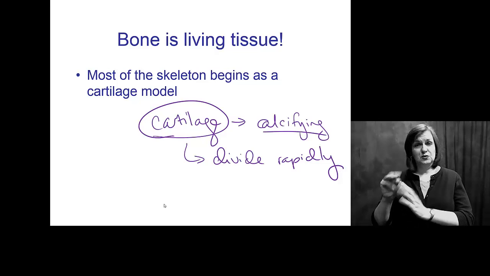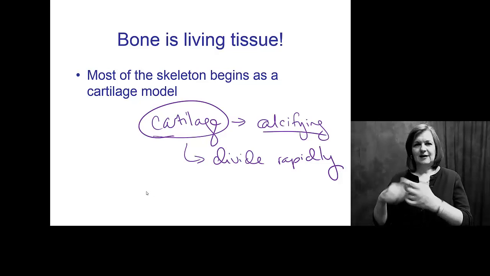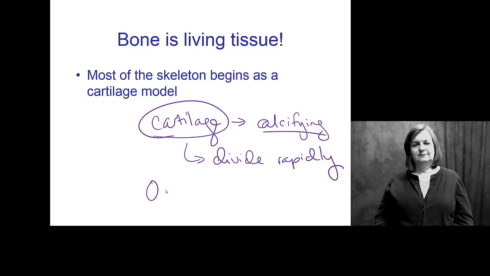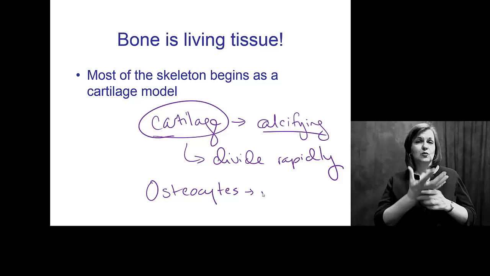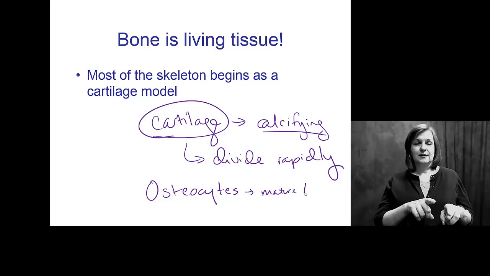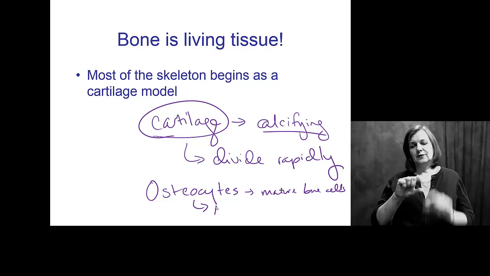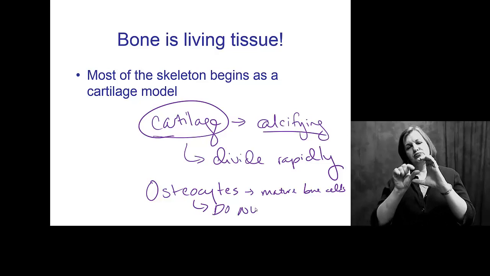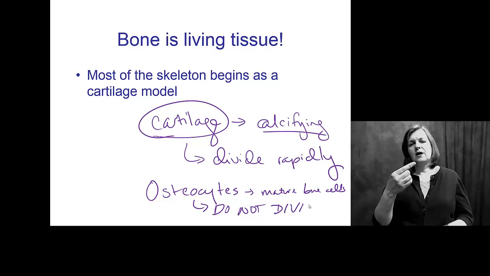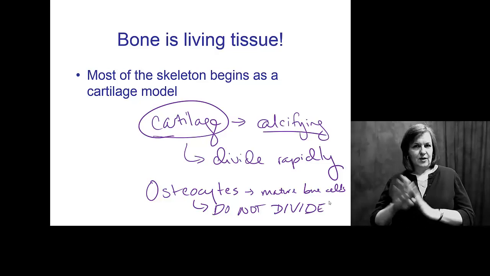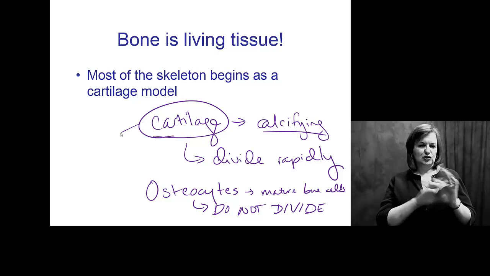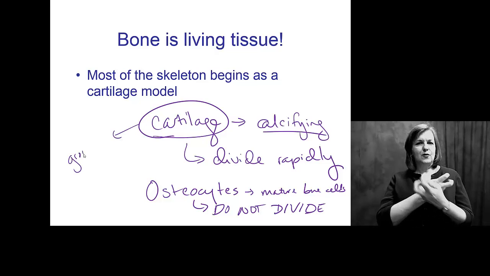But when we look at mature bone cells, known as osteocytes, these cells cannot divide. So we have to do all of the division and growth that we need at these cartilage plates, or what you may know as growth plates.